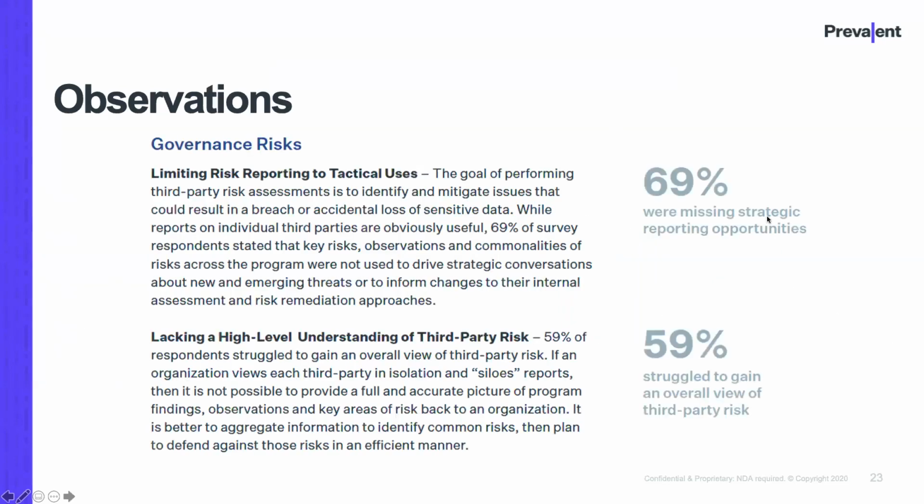So what are the observations we tend to see on governance? Is that 69% were missing strategic reporting opportunities. So this is where they're actually capturing information on third parties, but not necessarily reporting it back to the business. Now, reporting it back certainly helps because you're able to allocate more budget, justify budget spends, justify resource, etc., and actually fix the issues that we're finding.